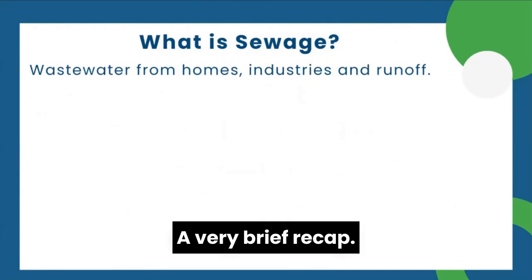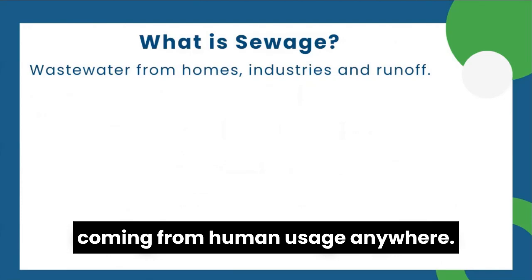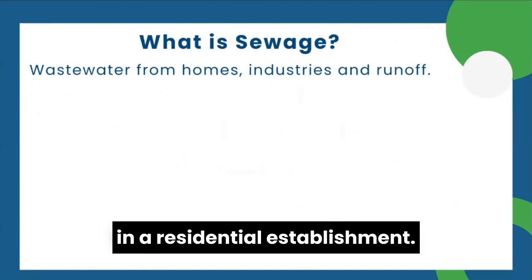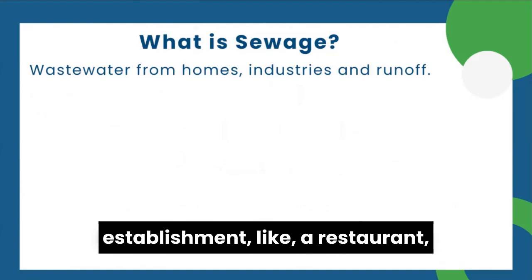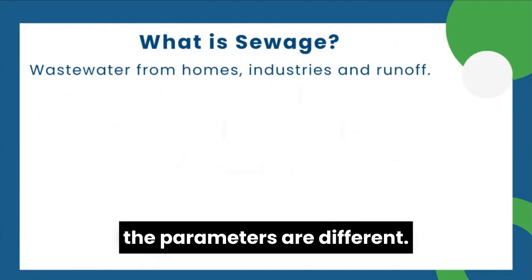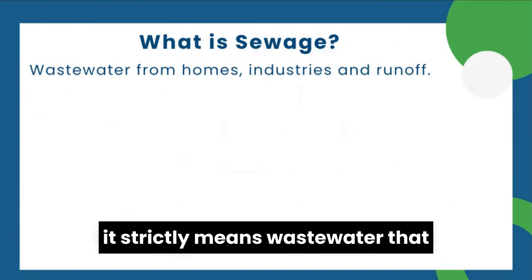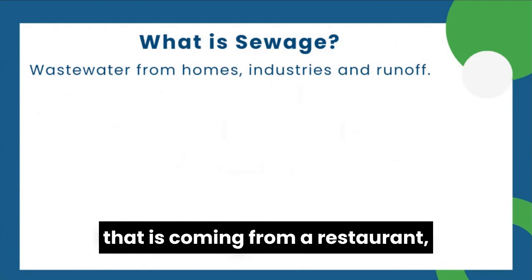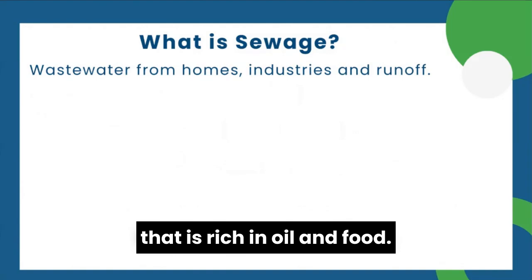A very brief recap. Sewage is the wastewater that is coming from human usage anywhere. This human usage can be in a commercial establishment or a residential establishment. But when it is done in a commercial establishment like a restaurant, it is slightly different. The parameters are different. So when you say sewage, it strictly means wastewater that is coming from our homes. If you look at the wastewater that is coming from a restaurant, its characteristics are different. That is rich in oil and food.